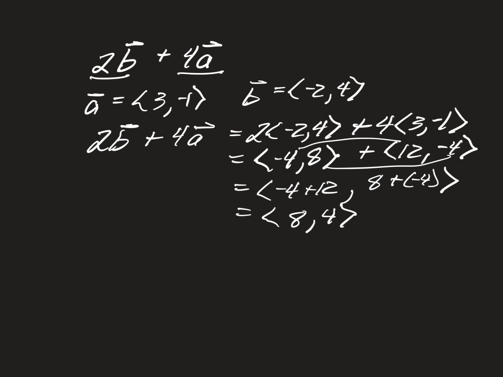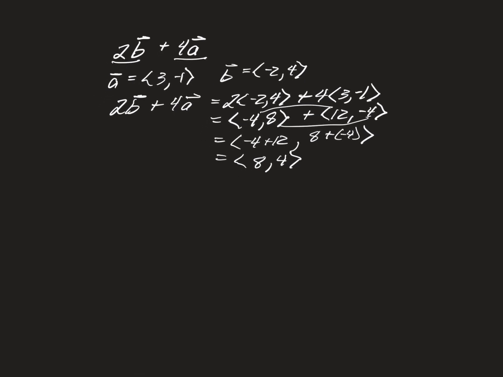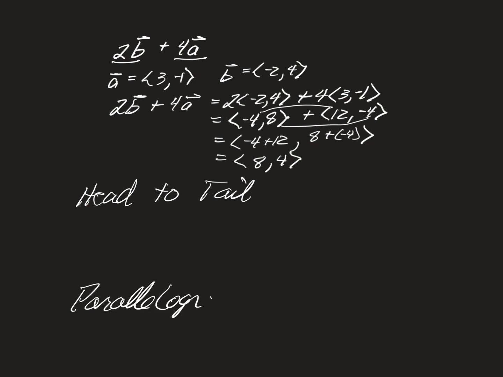So the next one, let's continue this here. And let's use these two vectors. And what we'd like to do is add them by head to tail method or parallelogram method. So this is geometric, and the best way to do this problem is to do it on graph paper, and then you're going to draw it. Okay, so let's take our vector A, which is 3, negative 1, and our vector B, which is negative 2, 4.